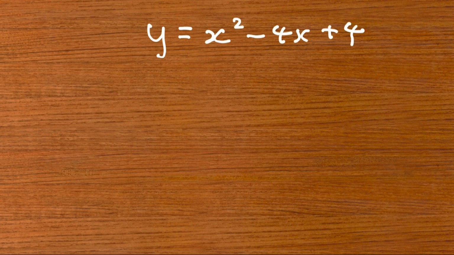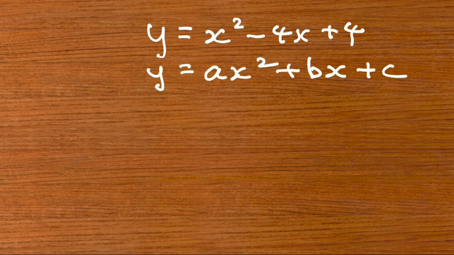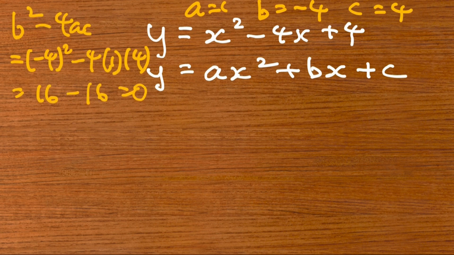Now we will move on to the next case of 1 root and a non-inverted parabola. This is the equation right here, y equals x squared minus 4x plus 4. Applying this to the standard form, you can see that a is equal to 1, b is equal to minus 4, and c is equal to 4. Because a is equal to 1 and our discriminant is equal to 0, our graph will have 1 root and it's going to be a non-inverted parabola. So it should look something like this.